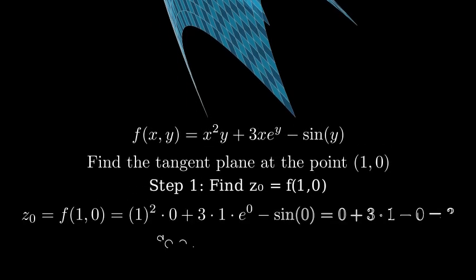Step 1. First, we need to find z naught by evaluating the function at x equals 1 and y equals 0. F of 1, 0 equals 1 squared times 0 plus 3 times 1 times e to the 0 minus sine of 0, which equals 0 plus 3 times 1 minus 0, which equals 3. So our point is 1, 0, 3.